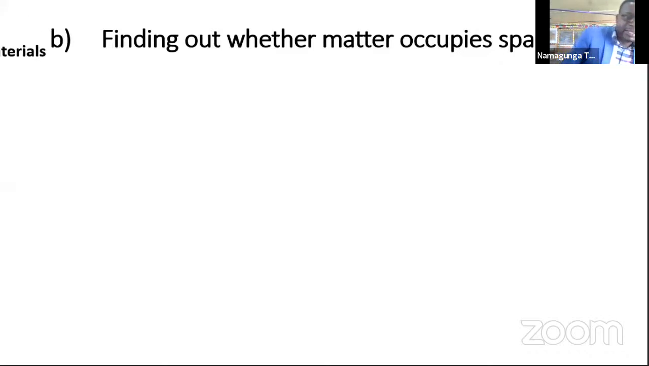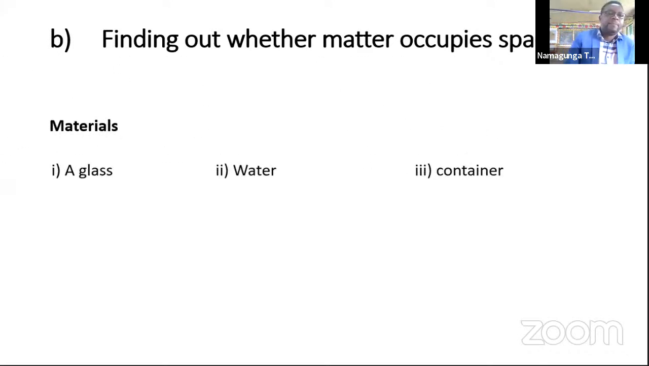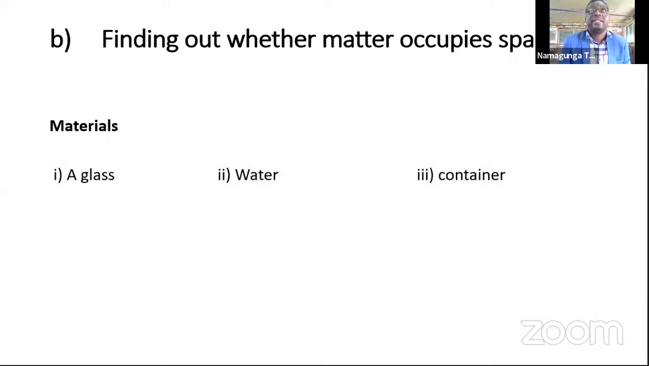So let's look at our experiment. These are the materials we shall need. I request Namasaz Chirabo, please unmute and read for us those materials. Please read for us those materials. A glass, water, and a container. So thank you so much. We shall use those three to carry out the experiment.